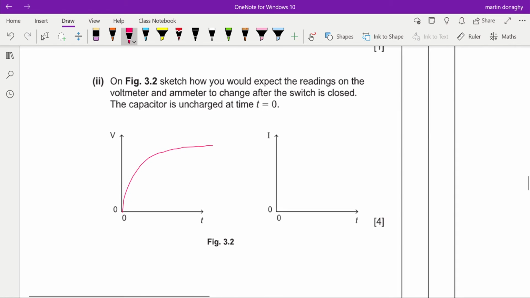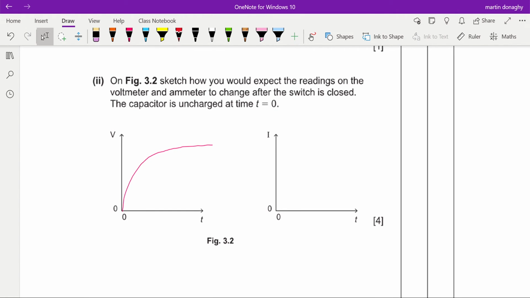The current measures how much charge flows in the circuit. So at the start, it's quite high because there's a large amount of current flowing to put that large increase in charge and voltage onto the capacitor. But towards the end of this graph, you can see the voltage hardly changes. Therefore, the charge on the capacitor hardly changes. Therefore, there's very little charge flowing around the circuit. So it gets less with time, and it just follows our exponential decay curve. Okay.